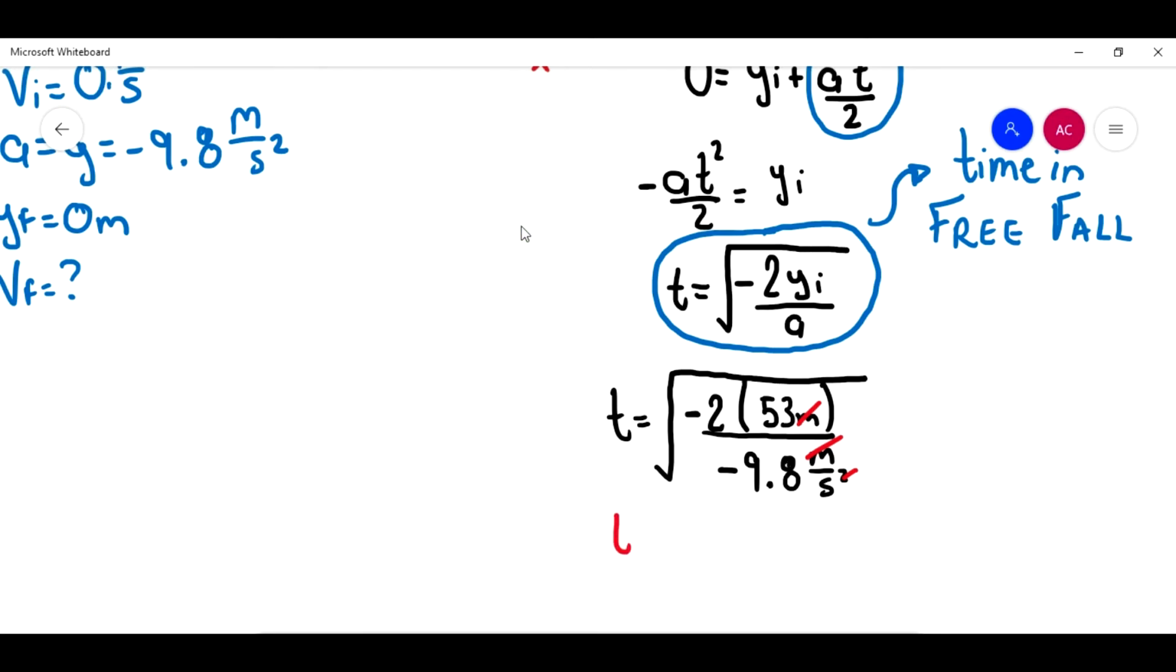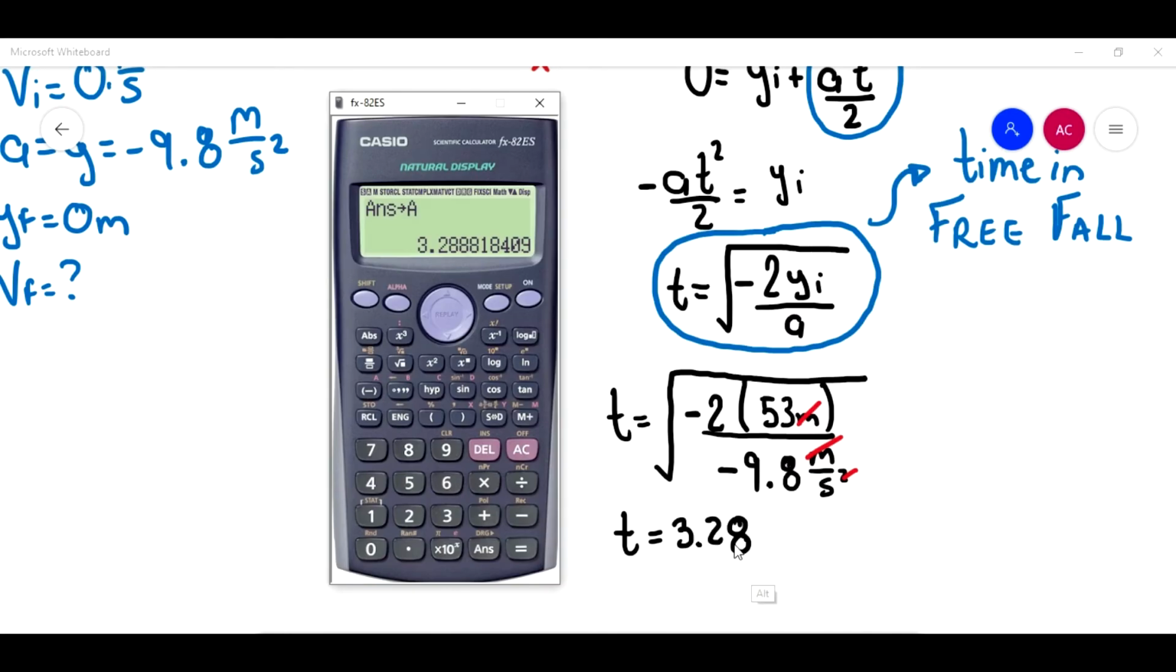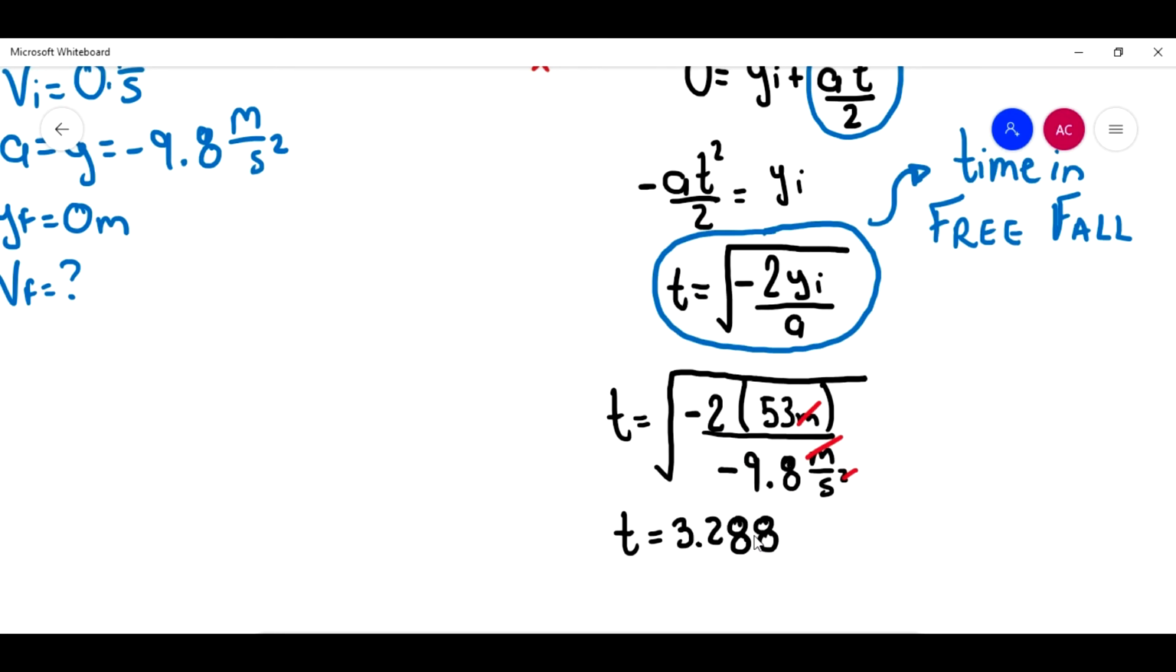Time equals 3.2888 seconds. I'm going to circle it with red because that is the question: how long does it take to touch the water? And this is saved in the memory A.